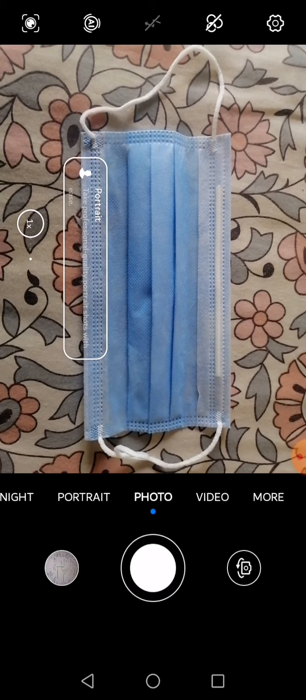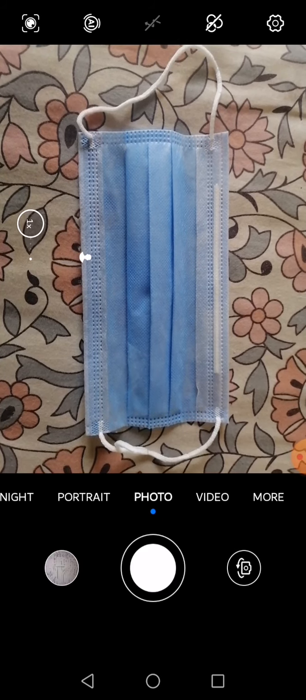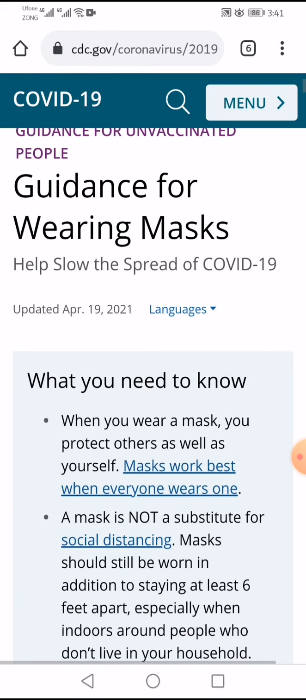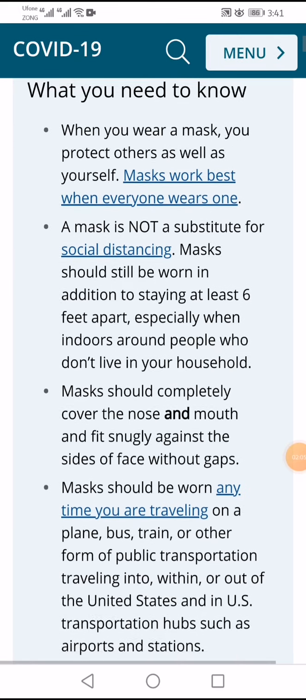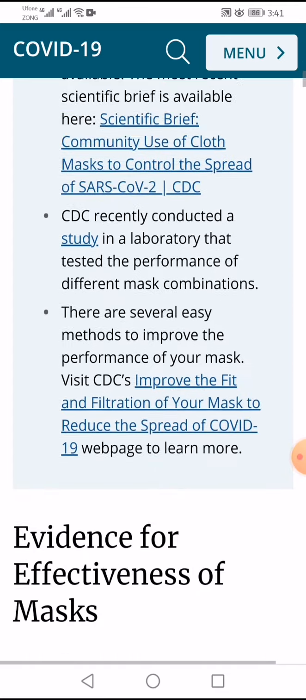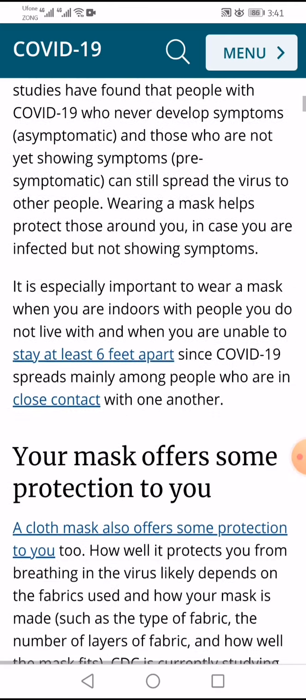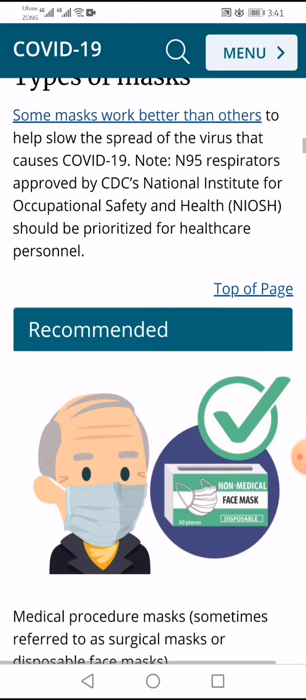Let us proceed to the CDC website for their guidelines and look at different types of masks which are advisable and which are not. So guys, these are the guidelines for wearing a mask given by the CDC. Let us quickly scroll down to the point where they discuss different types of masks, the evidence, and after research they have found that the following types are recommended.